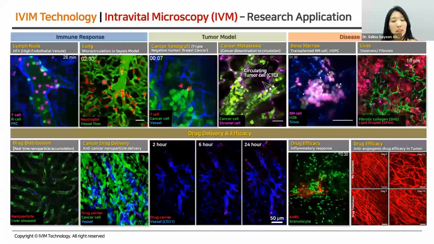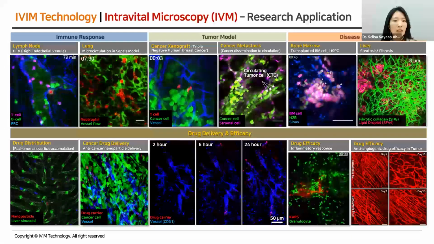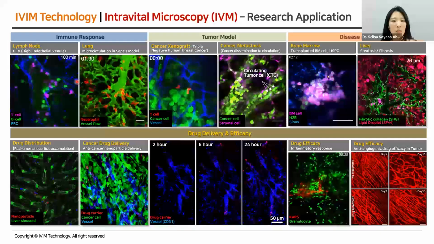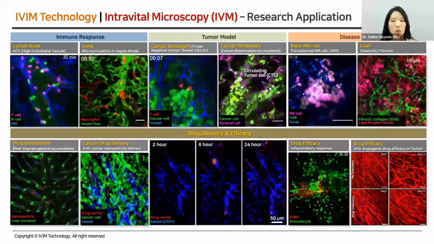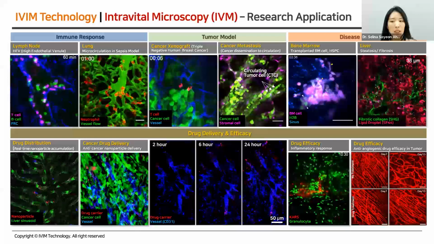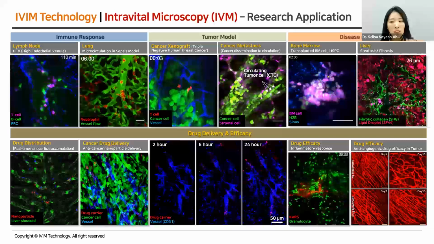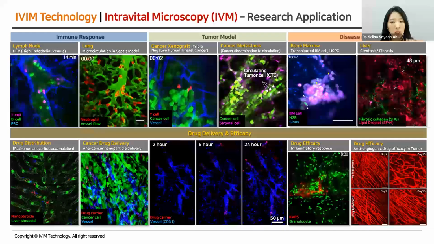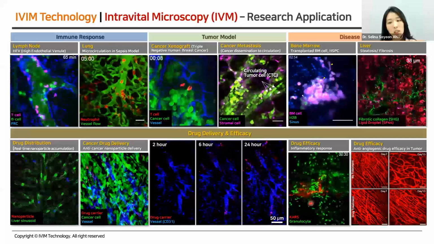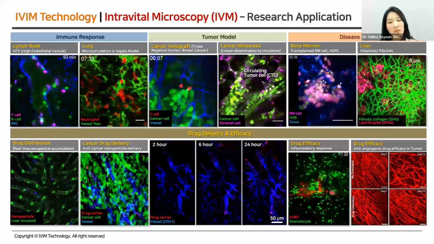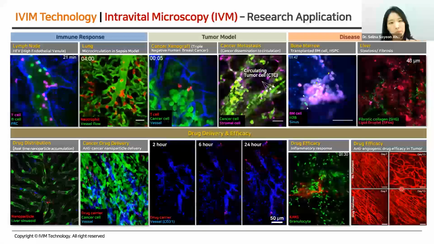So from the IVIM system, users can do various preclinical research analyzing in vivo immune responses in the live animal model, tumor model, and also human disease animal models. Also, we can utilize in vivo microscopy imaging technology to monitor the drug delivery to the target cell or tissue in the live animal model, as well as validate the drug distribution in the target liver organ, and validate some in vivo drug efficacy in the skin and also the tumor.